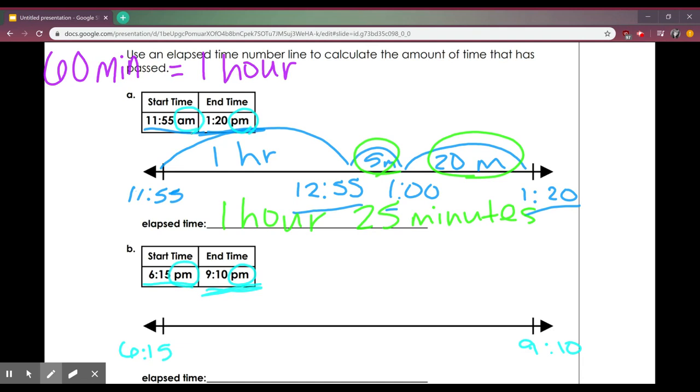So 11:55 to 1:20 is an hour 25 minutes because we're talking about 11:55 a.m. and 1:20 p.m. If we was talking about 1:20 a.m., that would have been a whole different answer. Down here, we're doing 6:15 p.m. to 9:10 p.m. And just as a reminder, a.m. equals morning, and then p.m. is night.